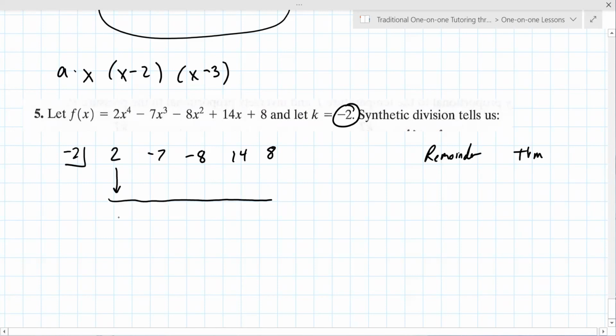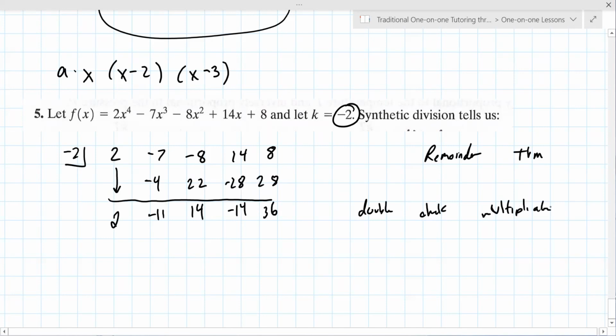All right, so now bring this number down. You always bring that first number down, 2. Then you multiply, -4. Then you add. This is -11. -11 times -2 is 22. Add 14. 14 times -2 is -28. That gives -14. Multiply again, 28. And we get 36. Always double check your multiplication and your adding, because if you make a mistake, it propagates through the whole problem. So the remainder here is 36.